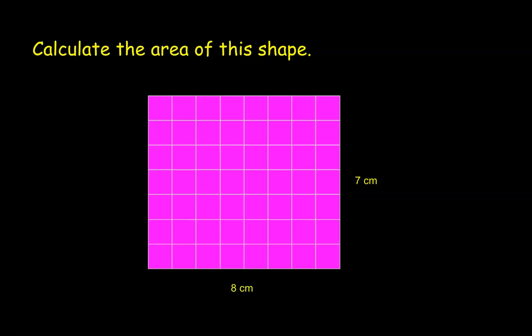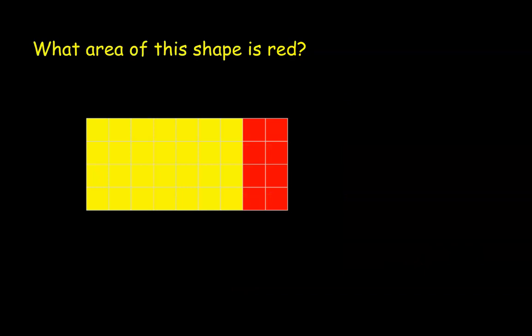Calculate that one. If you know your tables, really easy. 56 square centimeters. What area of this shape is red? Well, that's easy. You can count them, or you can just go 4 times 2, which is 8 square centimeters.